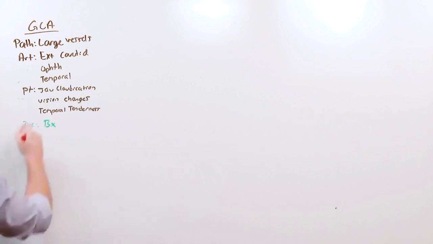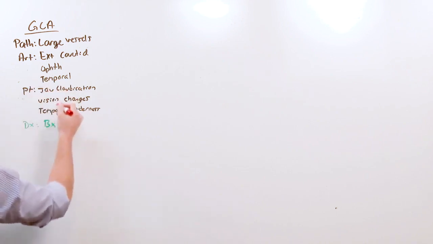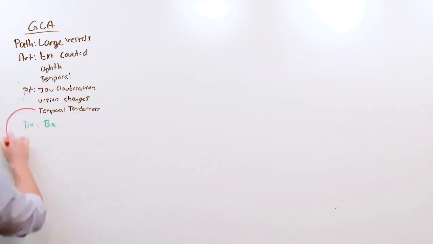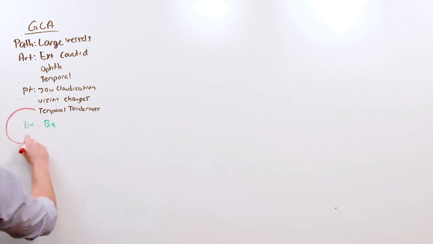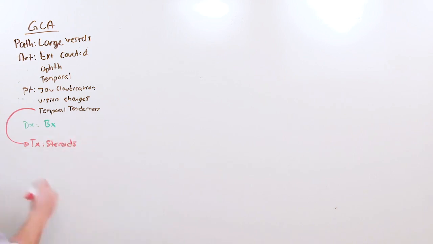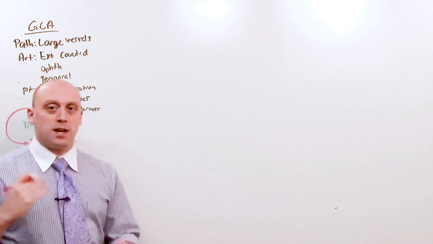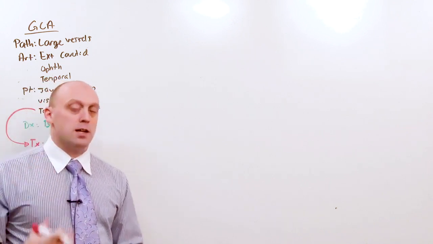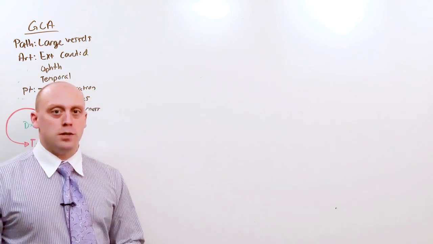But if you see any of these, jaw claudication, vision changes, or temporal tenderness, skip the diagnostic step and simply treat with steroids. This one should be easy to spot. They've got a headache, you poke on the side of their head and it hurts, give them steroids.